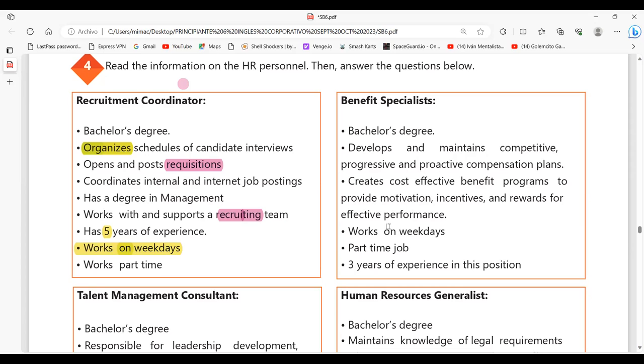Now you. Benefit specialist, bachelor degree, develop and maintain competitive, progressive and proactive compensation plans. Create cost-effective benefits programs to provide motivation, incentive, and reward for effective performance. Work on weekdays, part-time job, 3 years of experience in this position. Excellent.